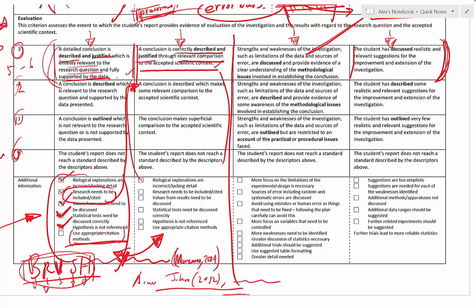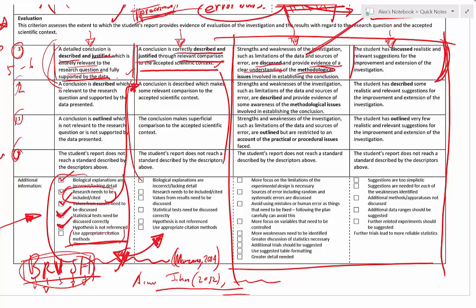Okay, these last two columns are about the evaluation. This is the toughest thing to do, so I would pay close attention to all these little boxes down here, please. Strengths and weaknesses of the investigation, such as limitations of the data and sources of error, are discussed and provide evidence of a clear understanding of the methodological issues. Did I say that right? Methodological issues involved in establishing the conclusion.